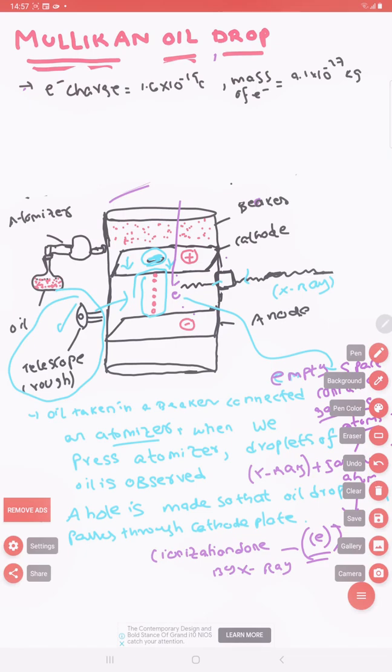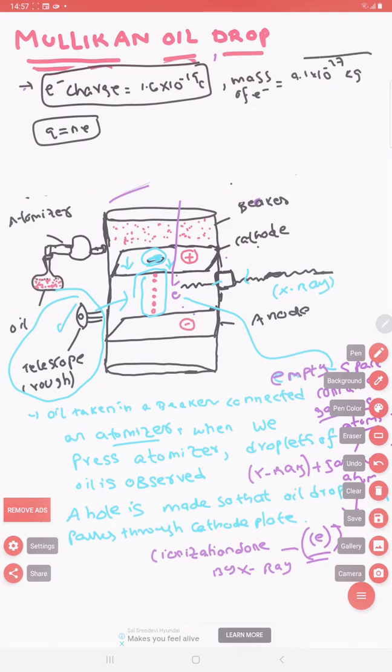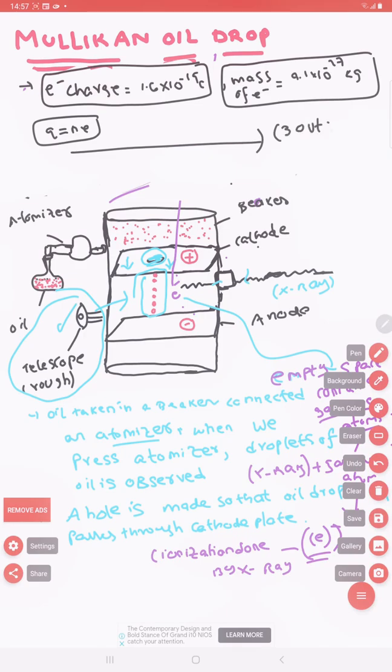Next, Q is equal to n e is another formula obtained, and this is the charge of the electron. This is the mass of the electron obtained. So these are the 3 outcomes. Check there. So this is the Millikan oil drop experiment.